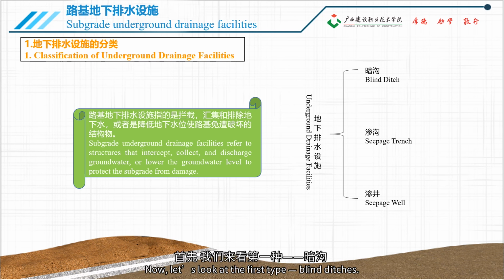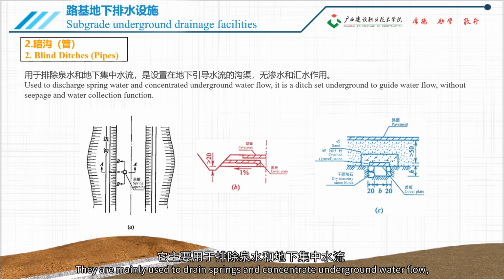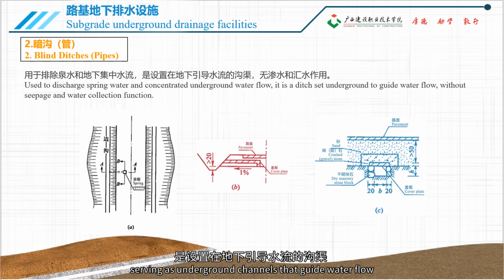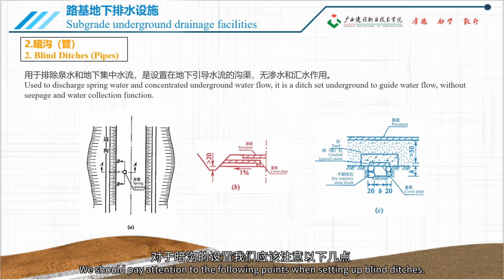Now let's look at the first type, blind ditches. They are mainly used to drain springs and concentrate underground water flow, serving as underground channels that guide water flow without having seepage or catchment functions. We should pay attention to the following points when setting up blind ditches.